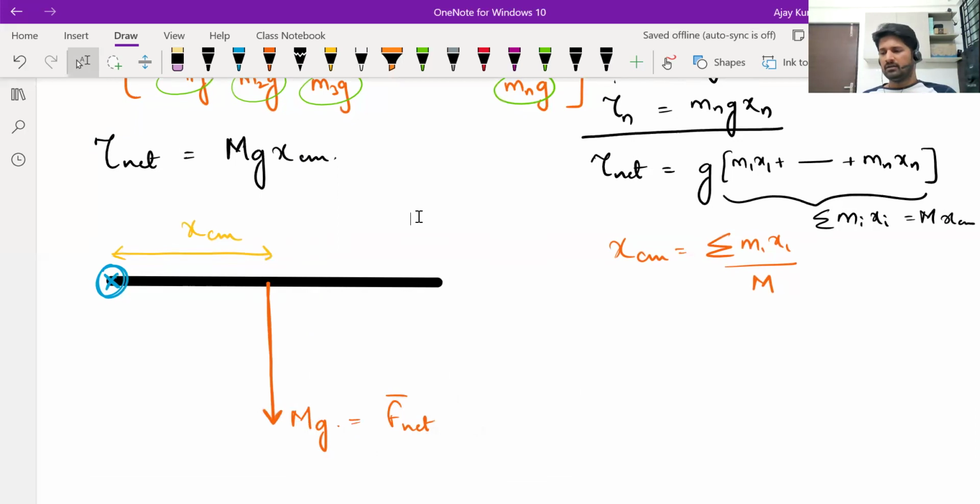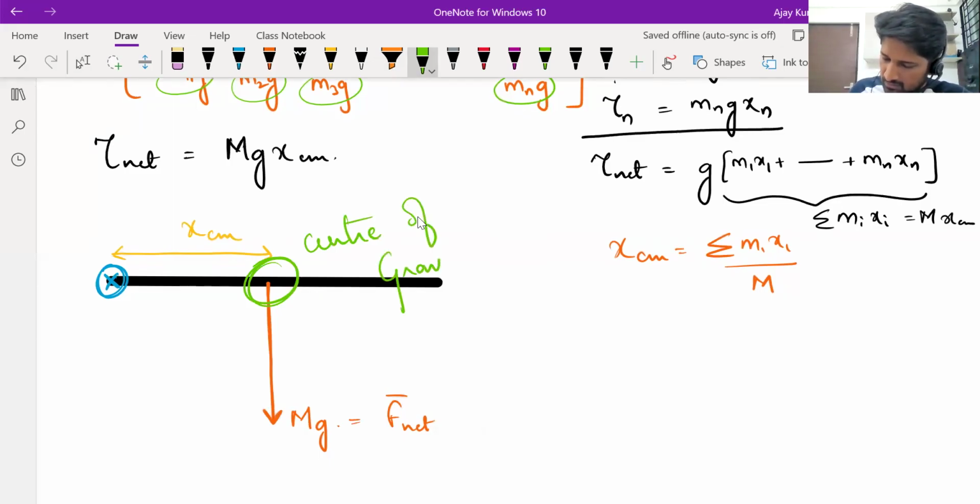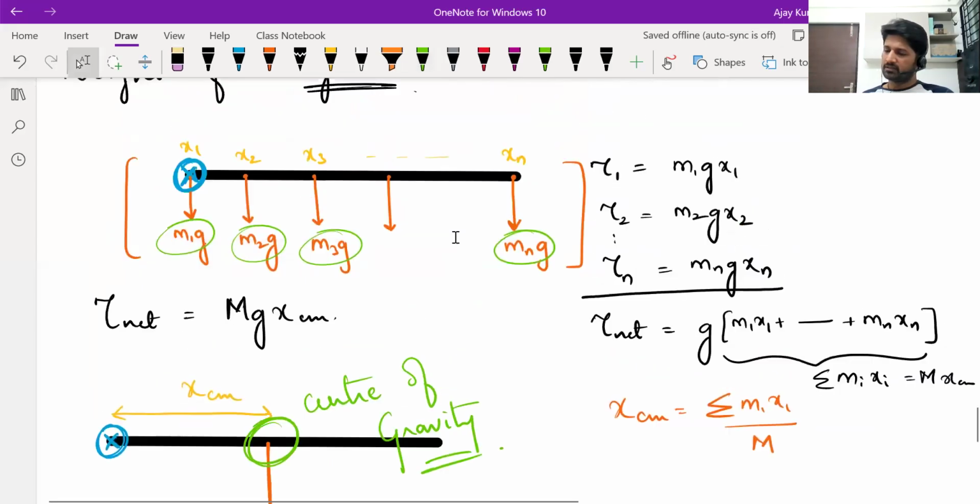Fine. Remember, the point of application of weight of a system is actually called its center of gravity, which in this case is the same as center of mass. But there are cases where center of gravity is different from center of mass. Now, how did we get center of mass here? By taking G common on the right hand side. If we put G outside, then we got sigma mi xi in the bracket. What if G is not the same everywhere? Then you can't take it out of the bracket, and the point of application will not be the center of mass.